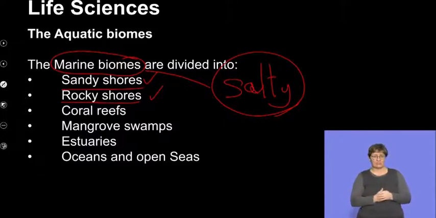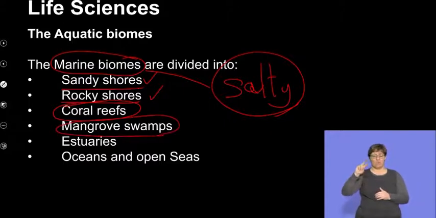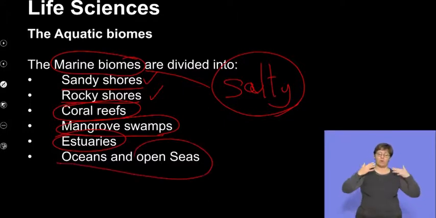You've got coral reefs, which are found along St. Lucia, unique to South Africa and only in one predominant area. You've got your mangrove swamps, which are areas where rivers meet the sea. Then estuaries, which are seen as important wetlands of South Africa. And we have the open oceans and open seas, which form predominantly a larger part of the biome.